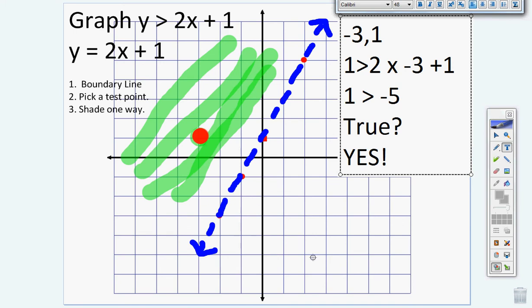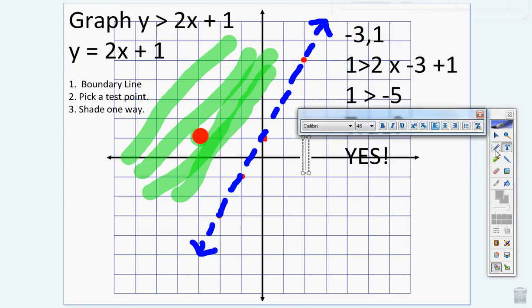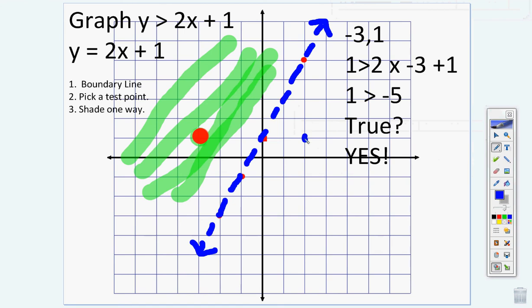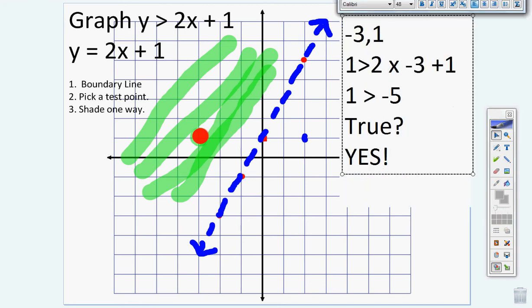All right. Now, just to prove to you that over here are not solutions, somebody pick a point over here. How about an easy one like 2, 1? Right here's 2, 1. So let's go ahead and put parentheses, 2, 1.